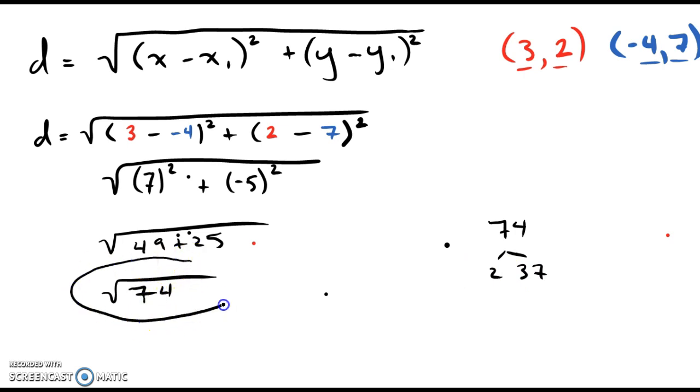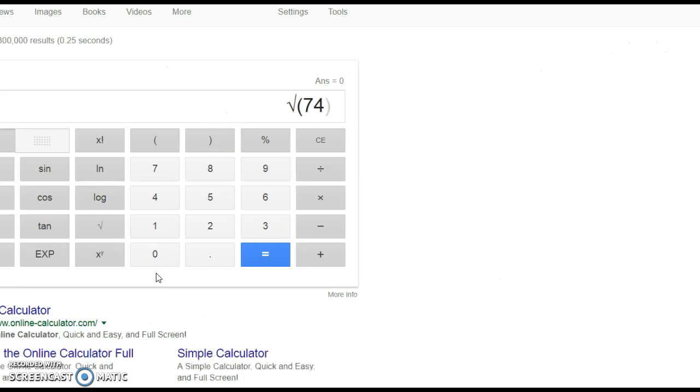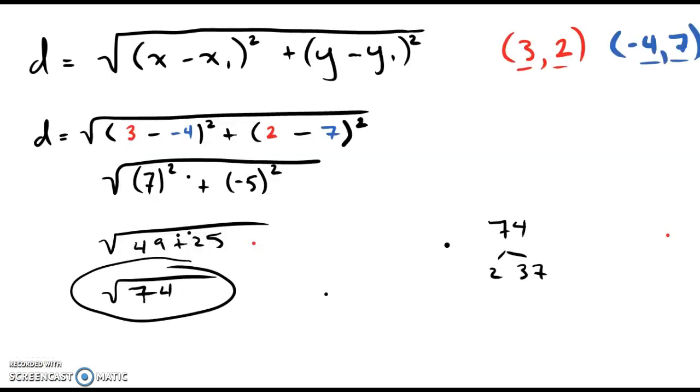This is how we would leave it, but just to approximate this distance, we can use an online calculator, and we can see that that distance is right around 8.6 units, whatever the units are, whether they be centimeters or meters, but it's more accurate to write it this way. So just leave it in this form.